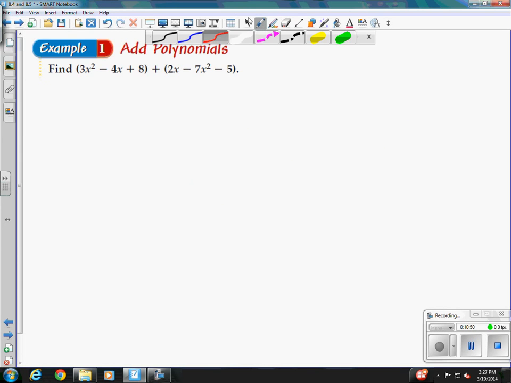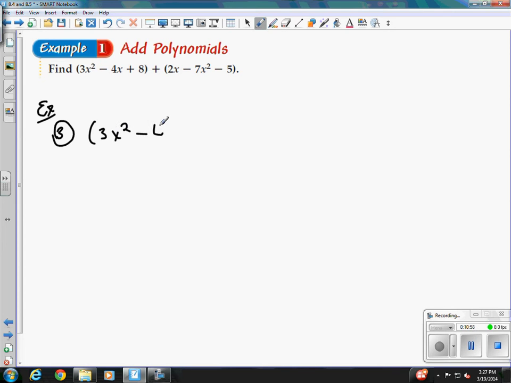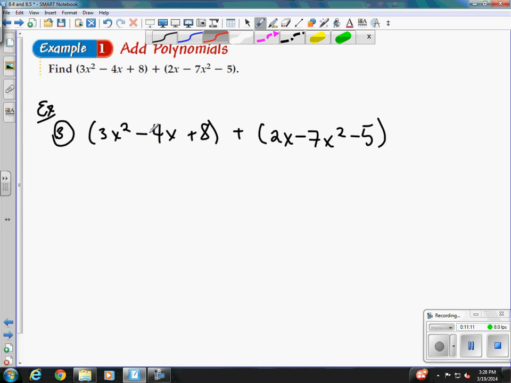So here's our example 3. They give us 3x squared minus 4x plus 8 plus 2x minus 7x squared minus 5. So order of operations kicks in. We want to look into the individual parentheses, 3x squared minus 4x plus 8. We check it for like terms. I have an x squared. I don't have any other x squareds. I have just an x. I don't have any other x's in there. So I just drop it down outside of the parentheses.